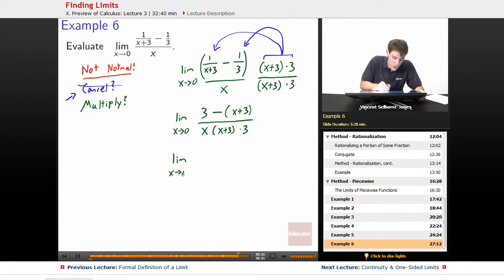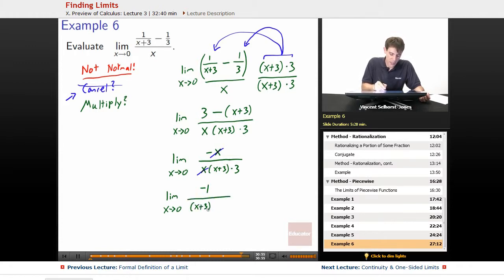Limit as x goes to 0. 3 minus the quantity x plus 3. Well, the 3s will cancel out and we'll be left with just negative x on the top, divided by x times x plus 3 times 3. Great. Limit as x goes to 0 of negative x over x times x plus 3 times 3. At this point we can cancel some stuff. This x and this x cancel, and we're left with the limit as x goes to 0 of negative 1, because it just canceled the x, not also the negative, over x plus 3 times 3.